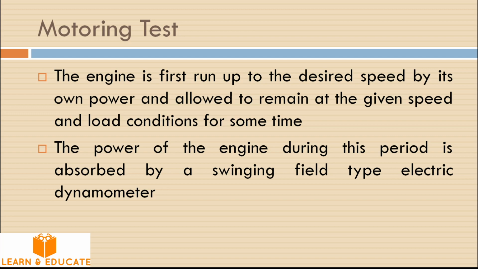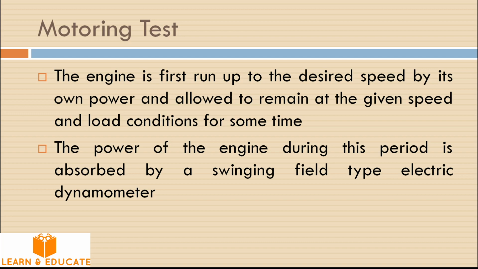So you need to cut off each cylinder one by one and measure the brake power, then write down the equation and find the difference from the first equation. You will get the indicated powers of the cylinders separately, and adding them up you will get the total indicated power. Now the motoring test, the third method to find out the frictional horsepower.